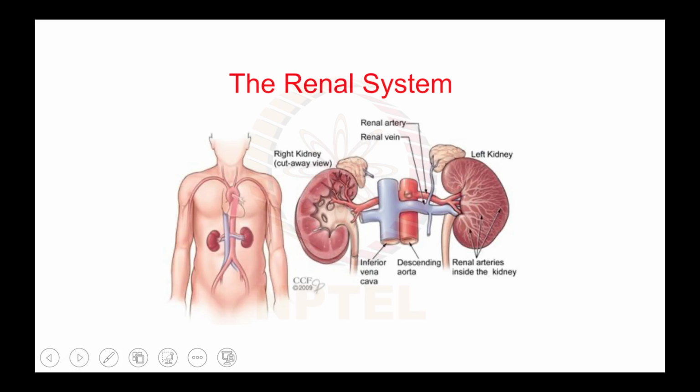This is the renal system. Here you can see the two kidneys of our body. The artery through which the kidney takes blood is referred to as the renal artery. This renal artery carries blood to the kidney from the aorta, and this is the renal vein, which carries the filtered blood from the kidney back to the heart.